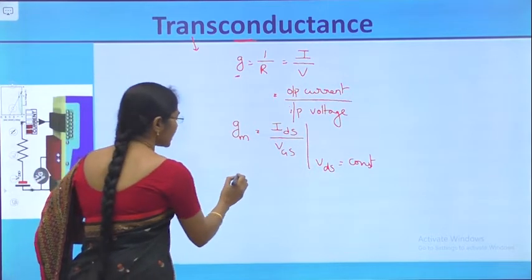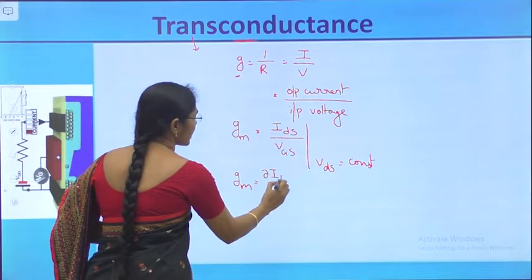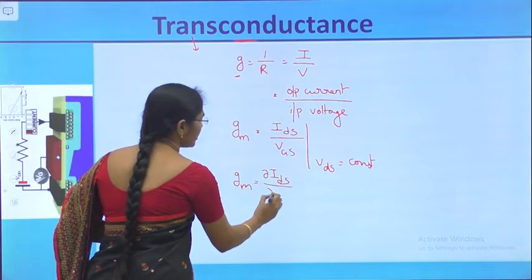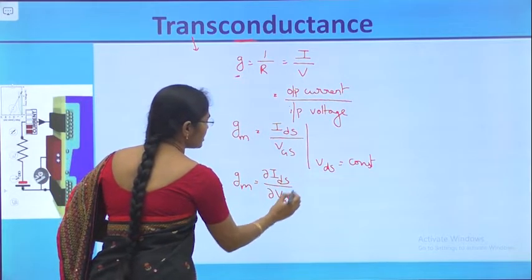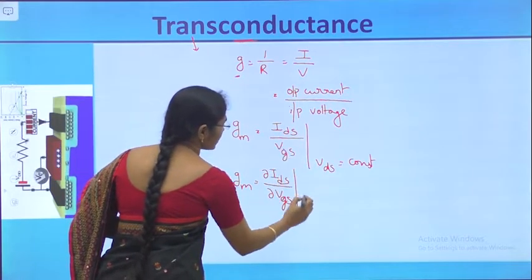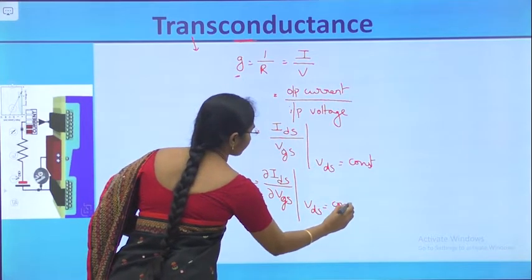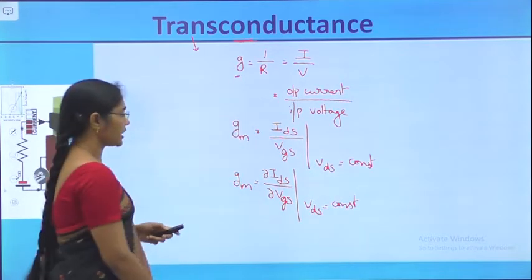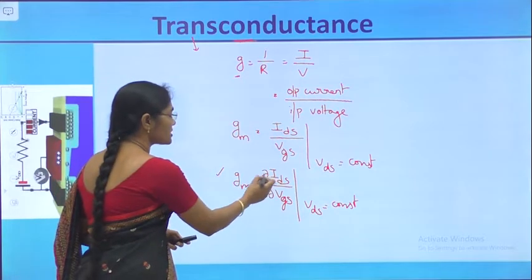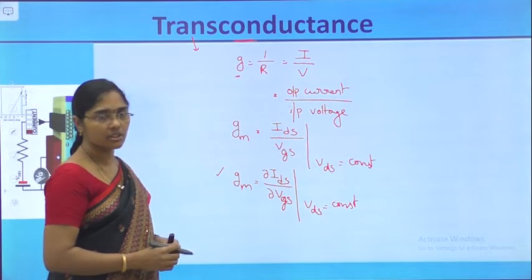So, we can write GM is equal to change in the output current with respect to the change in VGS, with constant VDS value. If we take this IDS, dou IDS by dou VGS, differentiation, we will get the value of GM.